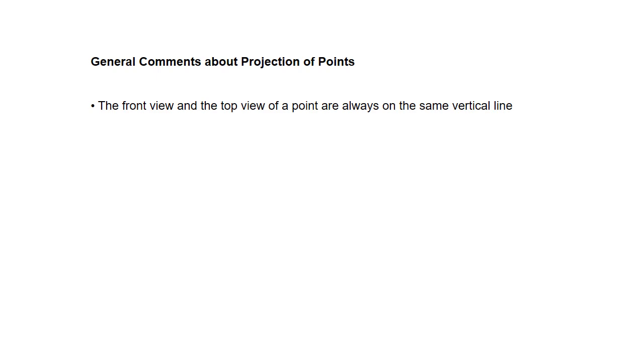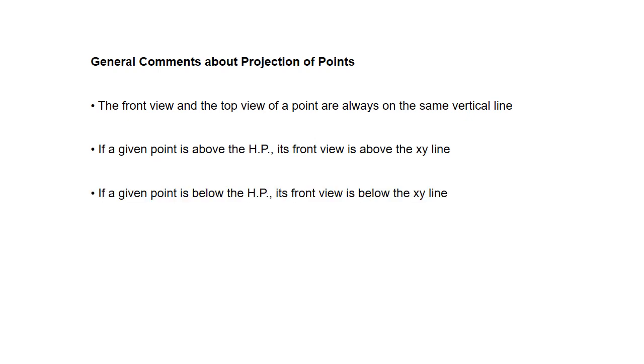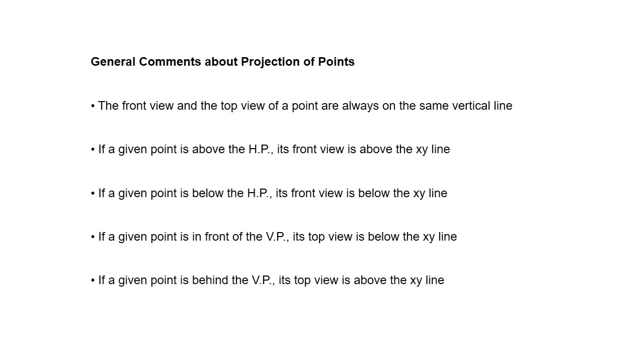Before going to solve an actual example of projection of a point, first we read these general comments about projection of points. The front view and the top view of a point are always on the same vertical line. If a point is above the HP, its front view is above the XY line. If a point is below HP, its front view is below the XY line. If a given point is in front of VP, its top view is below the XY line. If a point is behind VP, its top view is above the XY line.